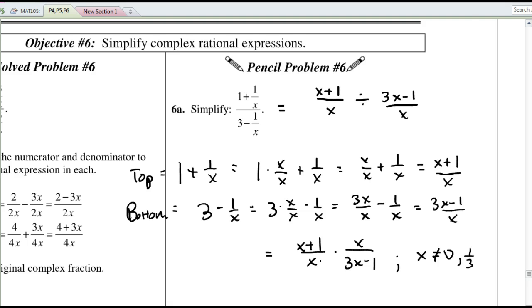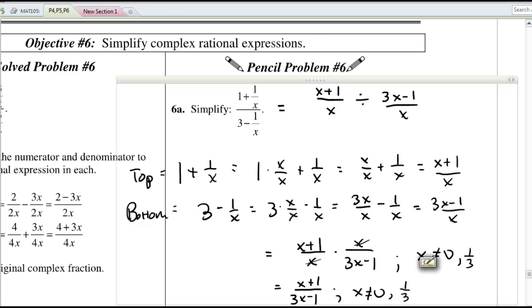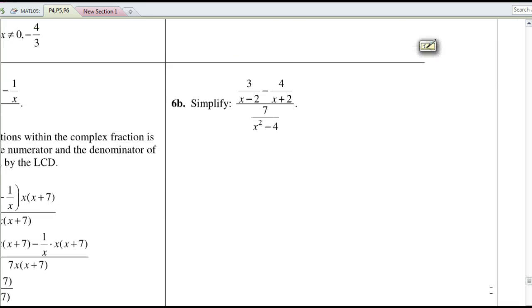Then we can put them together and we'll actually get the x's to cancel. So we can write this simplified function as x plus 1 over 3x minus 1, where x cannot be equal to 0 or 1/3. So it's actually not too bad. We just have to put together the top and the bottom separately and then do the copy, flip, multiply trick. Okay, good work on that one.